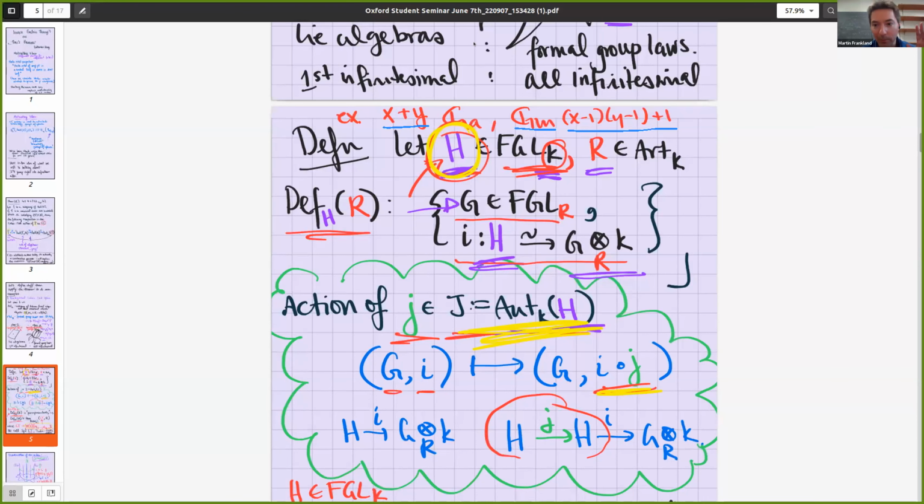Sorry, Catherine, there's a question in the chat. If you look at the properties of a formal group law, it looks like the equations of a monoid.